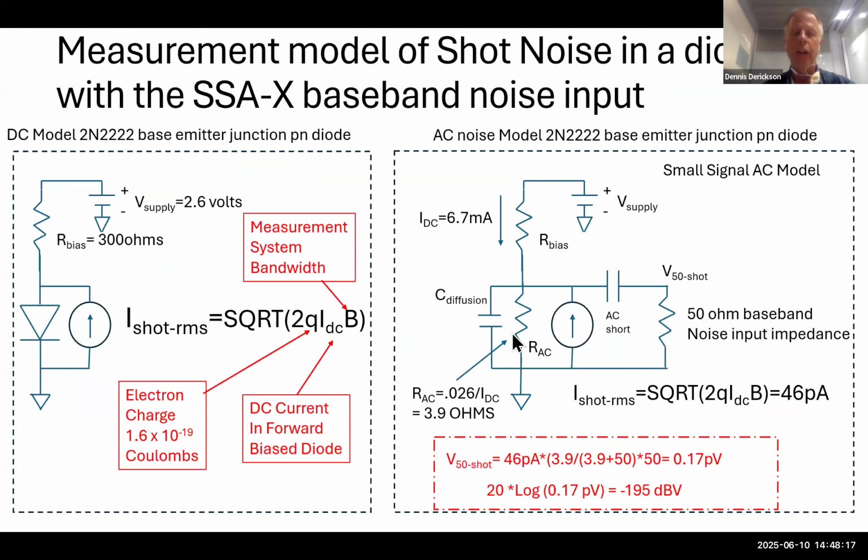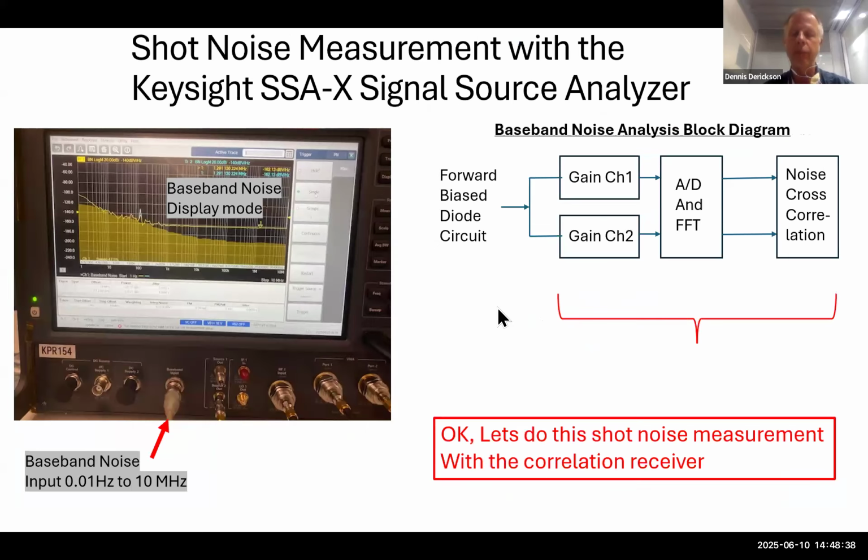So here we go. We're going to take this circuit we just described earlier. We're going to take the shot noise from a diode. We're going to have some of it go here, some of it go here. But my prediction is that with this current divider, we're going to see about minus 195 dB volts based on this model right here showing up in the baseband noise measurement. Okay, let's do this measurement.